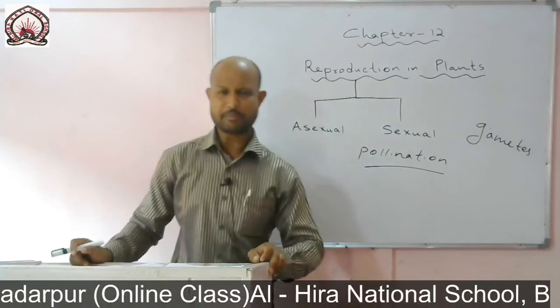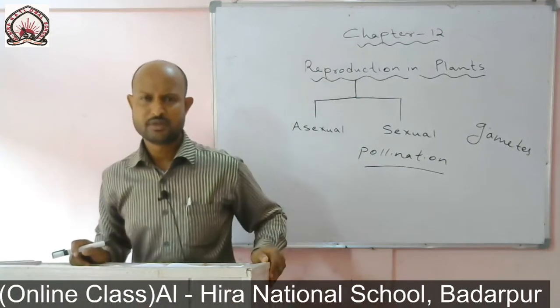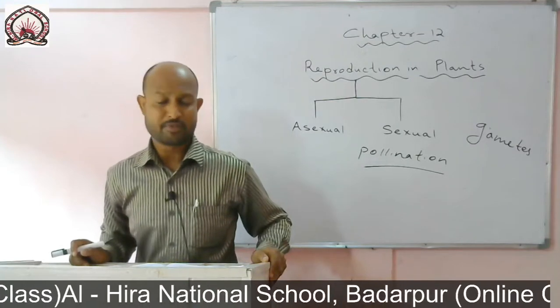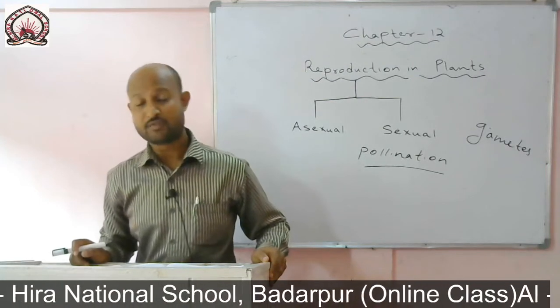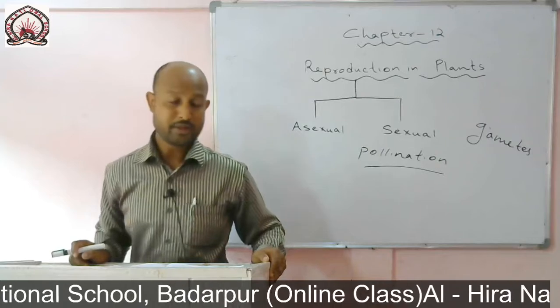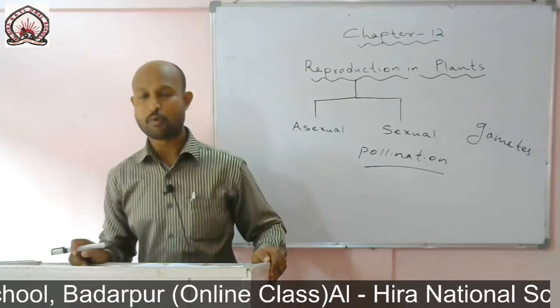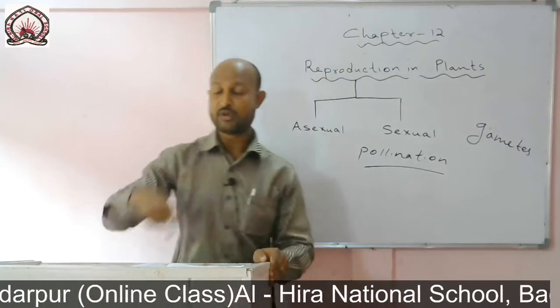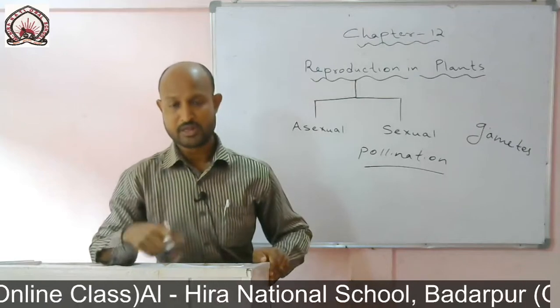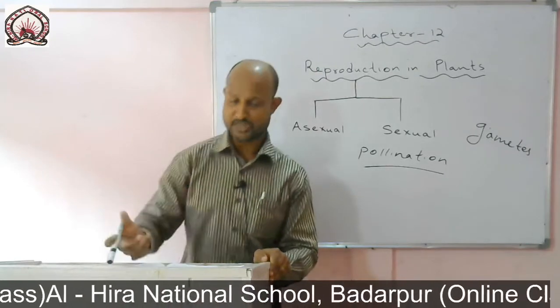So whenever they happen to sit on the flowers, some of the pollen grains get stuck on the body of the insect or the birds, and when they move from one flower to another flower, the pollen grain gets dropped from one flower to the other flower. In this way, the pollen grains get transferred.